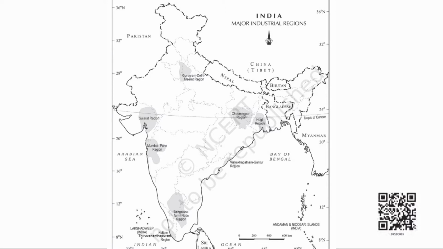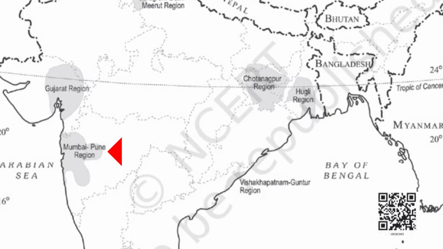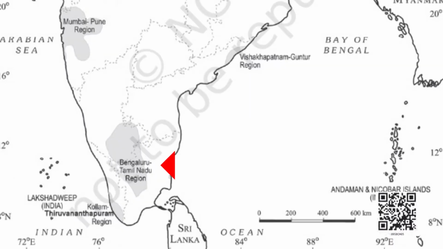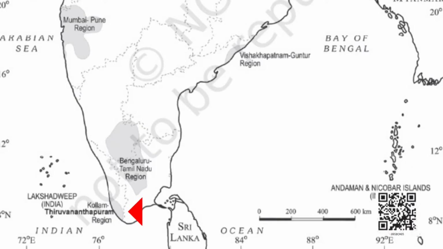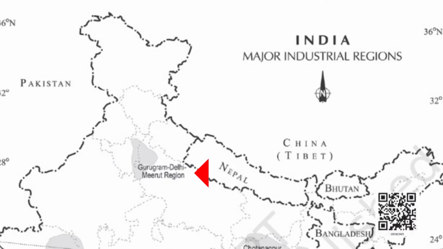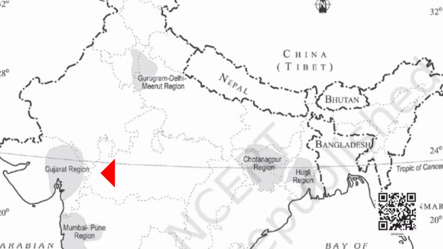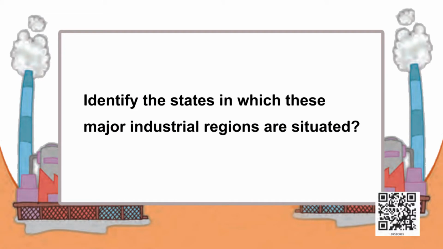There are 8 major industrial regions in India, namely the Mumbai-Pune region, the Kolkata-Hooghly region, the Bengaluru-Tamil Nadu region, the Visakhapatnam-Guntur region, Kollam-Thiruvananthapuram region, the Delhi-Meerut-Gurgaon region, and the Ahmedabad-Vadodara region. Here is a small task for you. Identify the states in which these major industrial regions fall under.